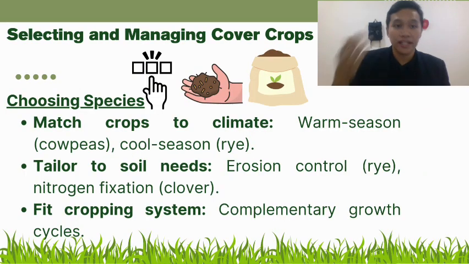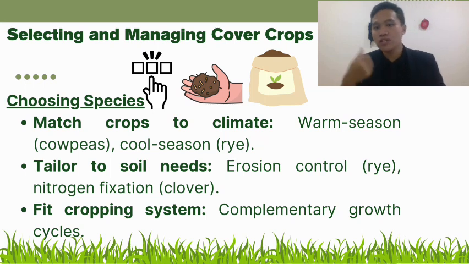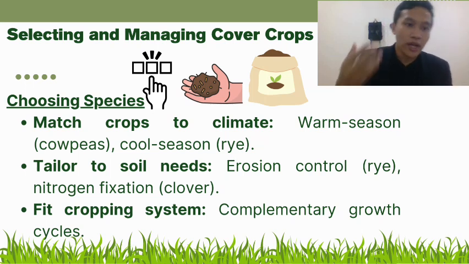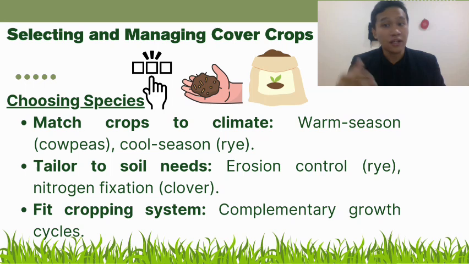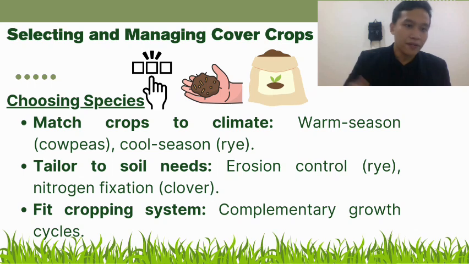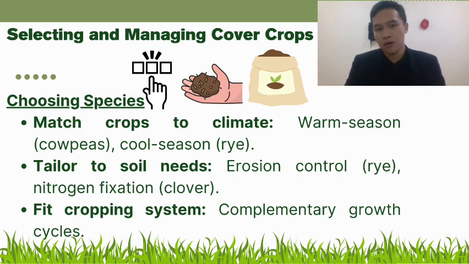We move to selecting and managing cover crops. We must choose the species, and the factor we must consider is matching crops to climate, which is warm season cowpeas and cool season rye. In addition, we have tailoring to soil needs. The factors we must consider are erosion control with rye and nitrogen fixation. Next, and furthermore, we have fitting the cropping system, which is complementary growth cycles.